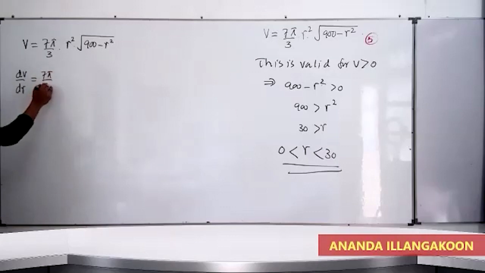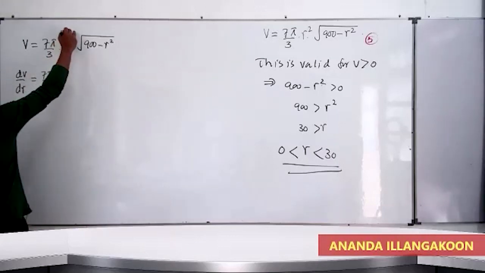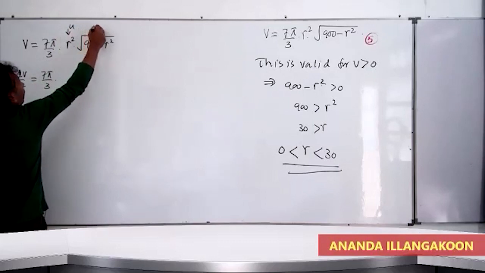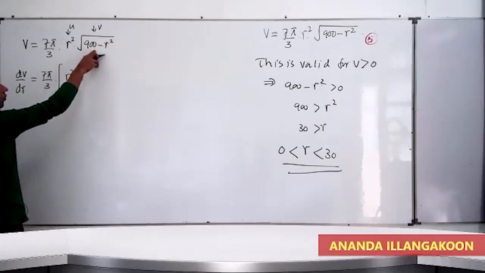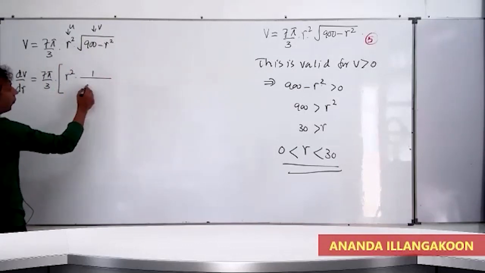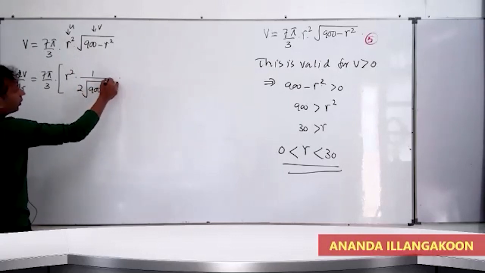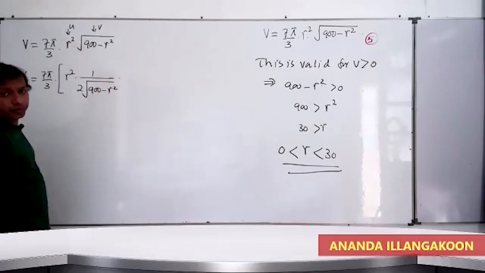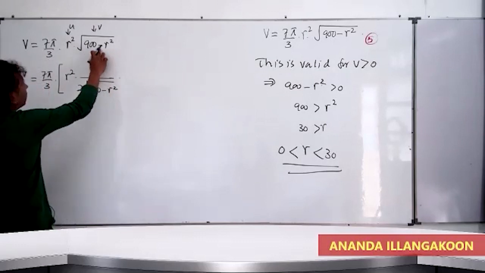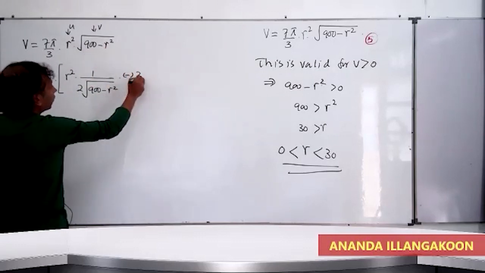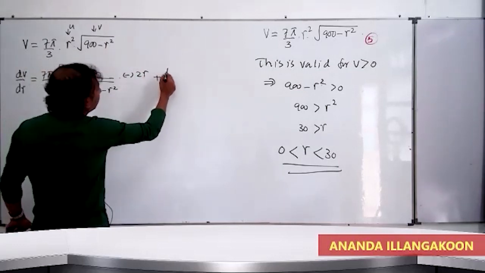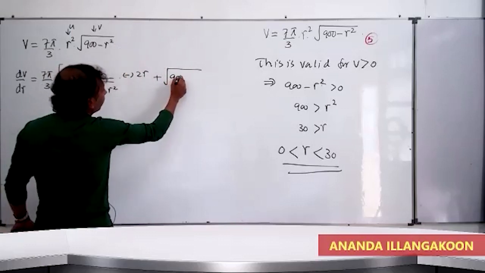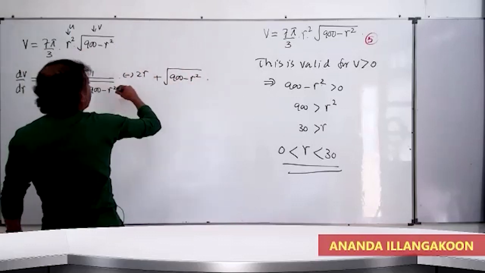This 7/3 is a constant. You have to apply the u into v form here, people. Keeping R squared the same, I differentiate the root. How do we differentiate the root sign? 1/2 times the same root, multiplied by the derivative of the part within the root. 900 is a constant minus R squared, whose derivative is 2R, plus keep this root part and multiply that by the derivative of R squared, 2R.